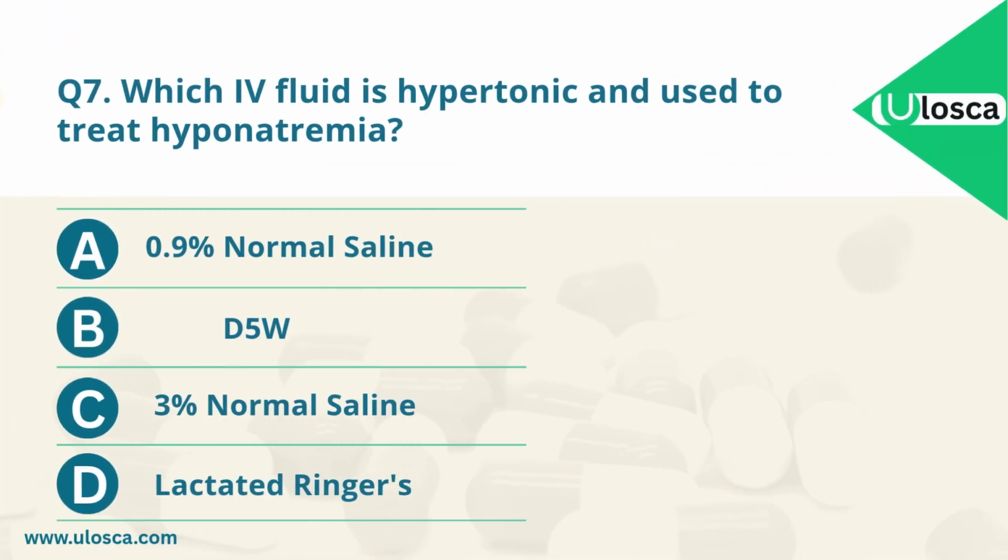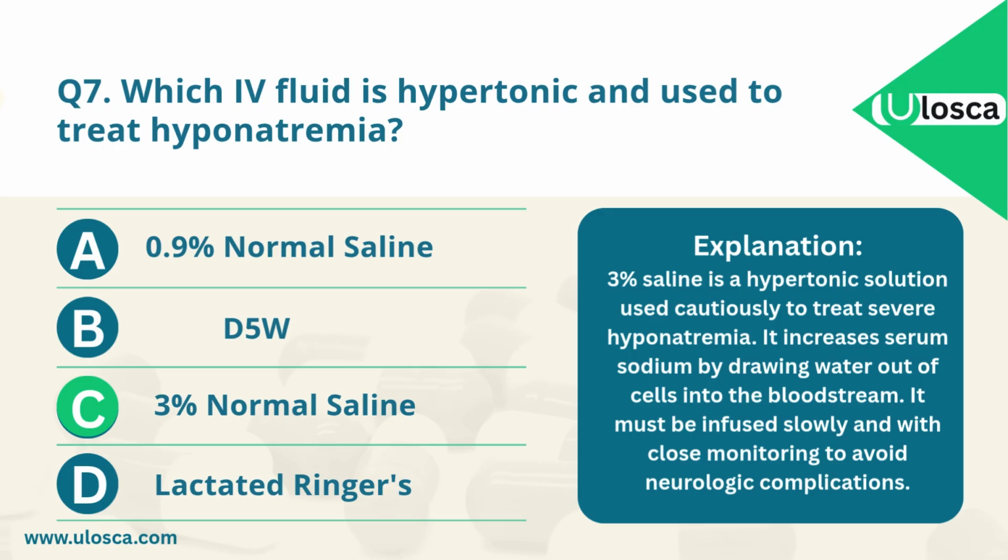The correct answer is C. 3% normal saline. Explanation. 3% saline is a hypertonic solution used cautiously to treat severe hyponatremia. It increases serum sodium by drawing water out of cells into the bloodstream. It must be infused slowly and with close monitoring to avoid neurologic complications.